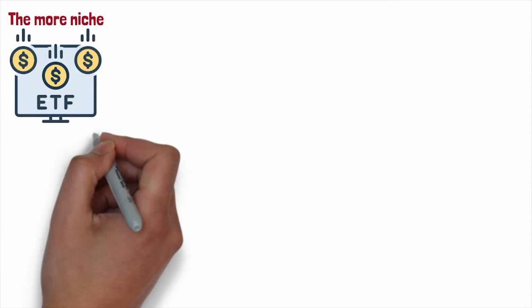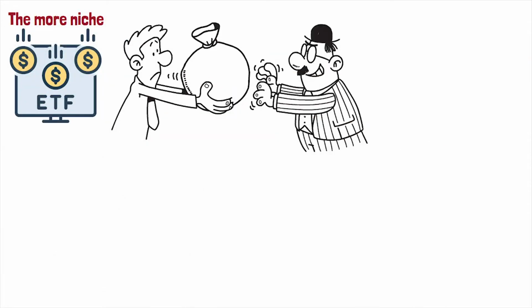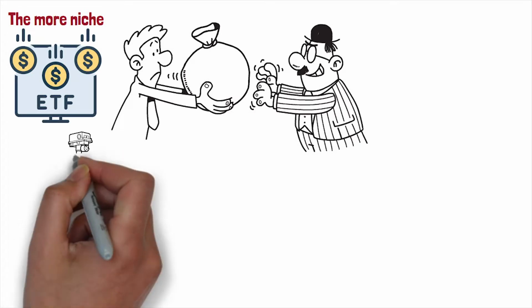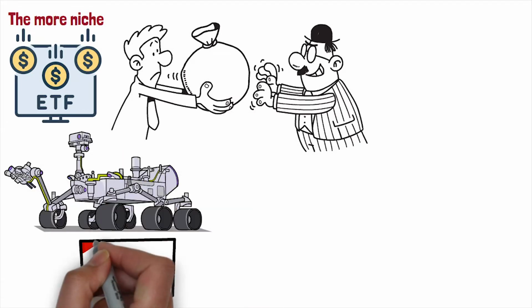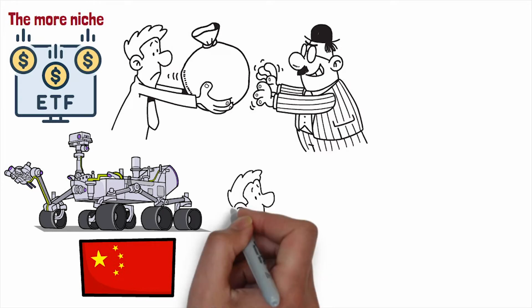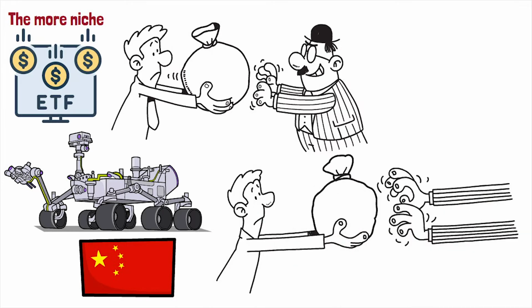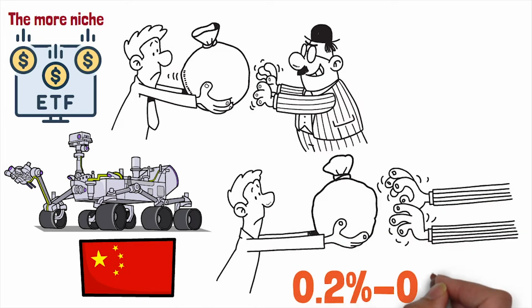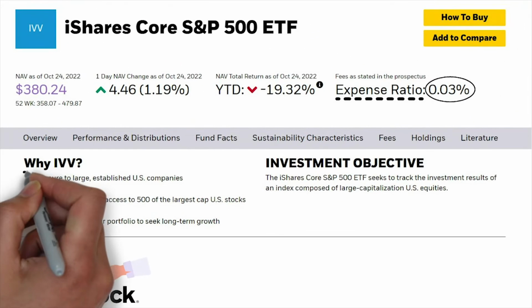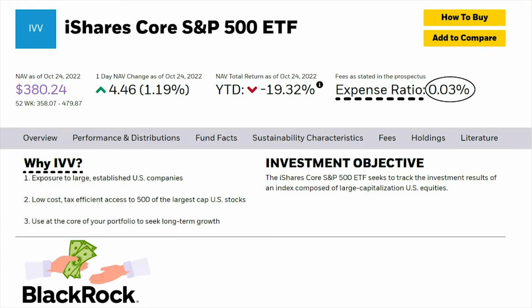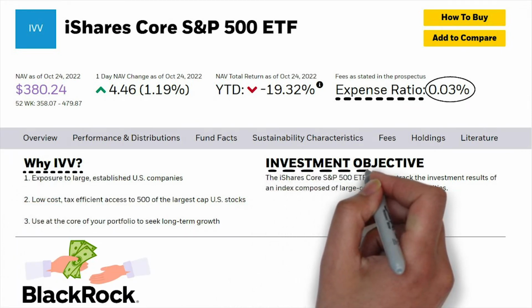The more niche the ETF, the higher the expense ratio would be. For example, a robotics ETF or a Chinese ETF would have expense ratios ranging from 0.2% to around 0.7%, which is around 10 to 20 times higher fee levels. After we saw the expense ratio, if we look a bit lower, we'll see the why IVV and investment objectives parts.